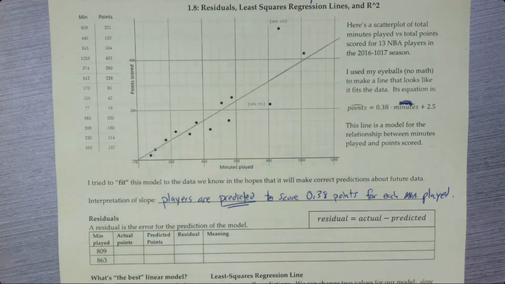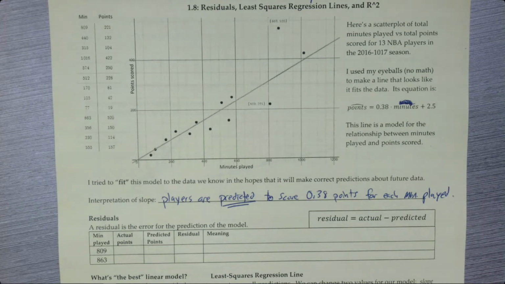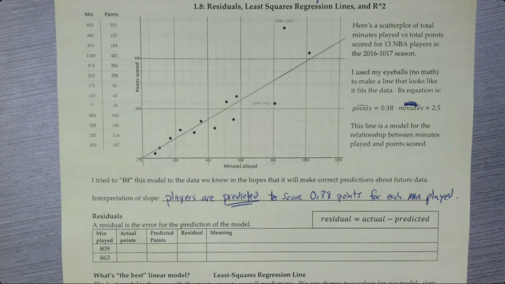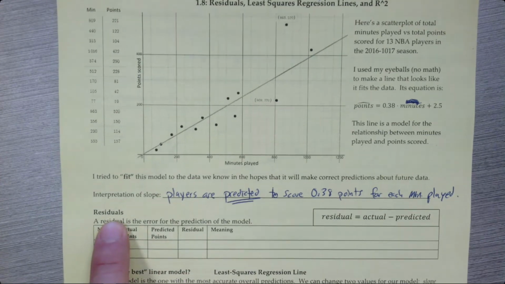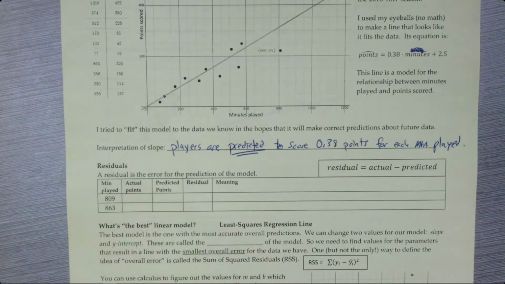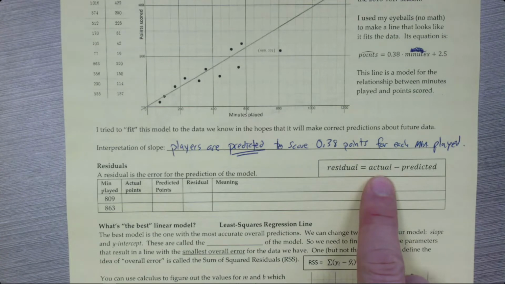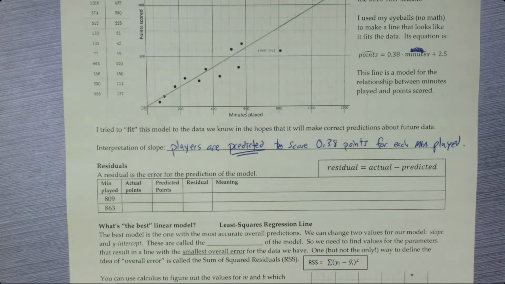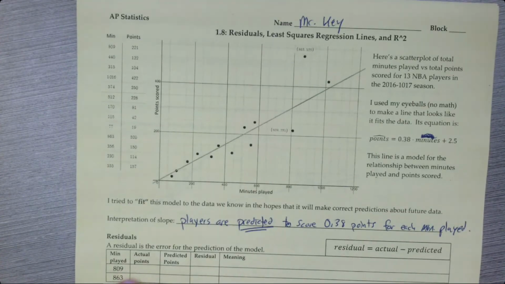I said I just determined it with my eyeballs. What's a better way of figuring out a model that has less error, that makes more accurate predictions? But if we're going to talk about more accurate predictions, we have to talk about residuals. Residuals are the errors for individual predictions of the model, and they're calculated as the actual value minus the predicted value. So let's go ahead and circle these two data points.